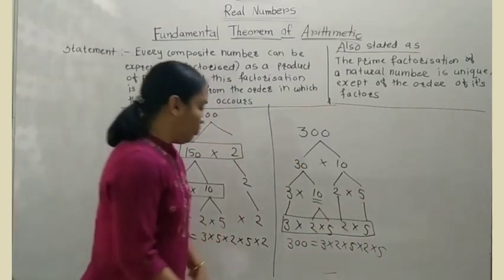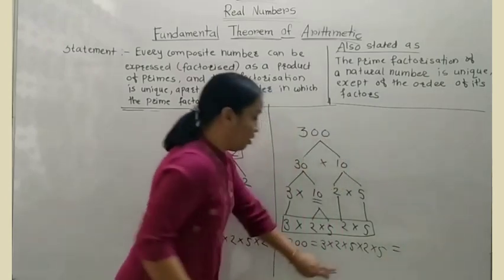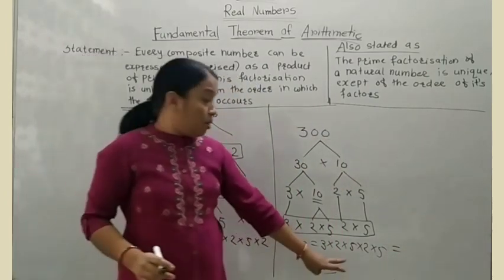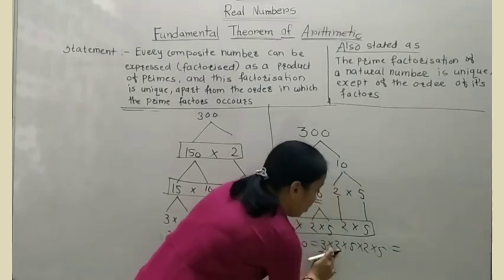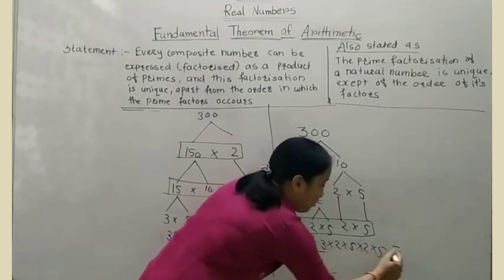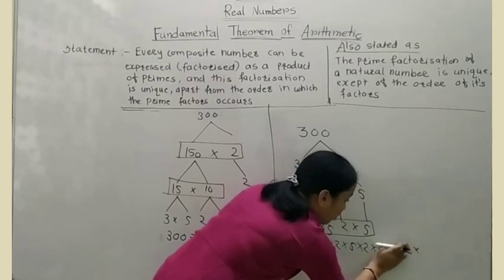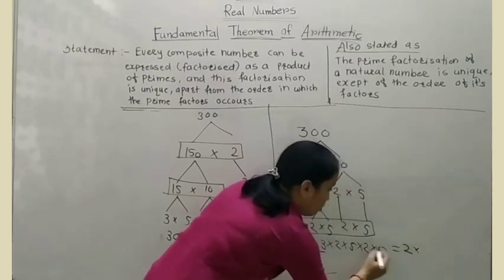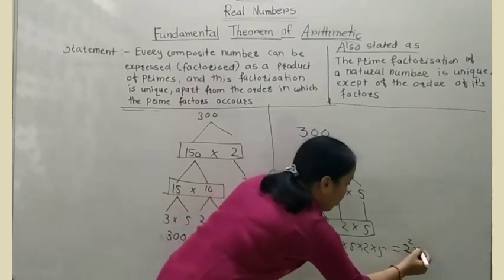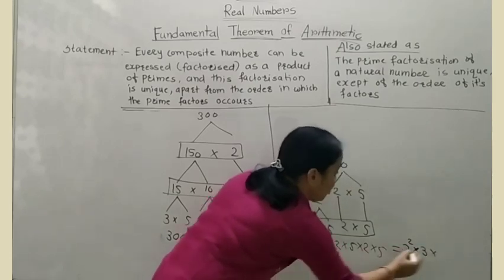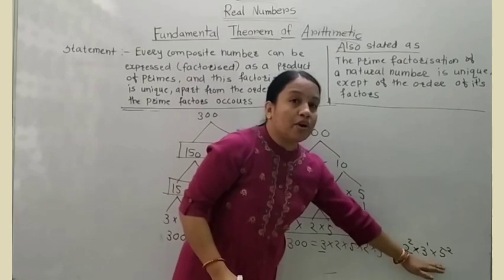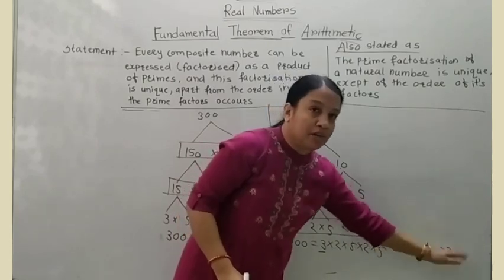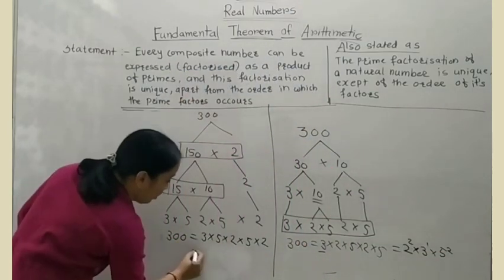Now if you observe, I can write these numbers using power forms. 3 how many times? 1 time. 2 how many times? 2 times. So I will arrange in ascending order: 2 square, then 3, and then 5 square, in terms of the power of the factor.